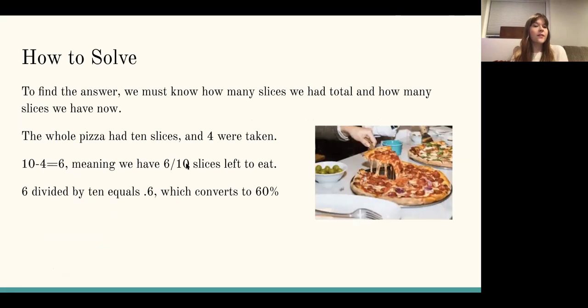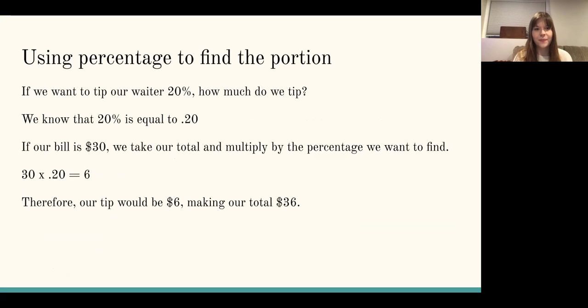All right, how do we solve this? To find the answer, we must know how many slices we had total and how many slices we have now. The whole pizza had 10 slices and 4 were taken, meaning we have 6 out of 10 slices left to eat. 6 divided by 10 equals 0.6, which converts to 60%, leaving us 60% of the pizza.